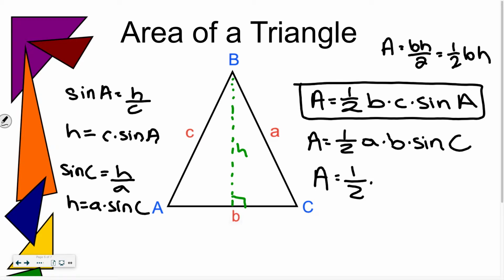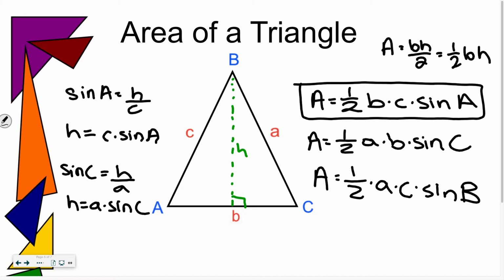One half times a times sine B. We have b times c, we have a times b. So we're going to have a times c, and then it's going to be times the sine of b. And we've got all of the three different formulas.